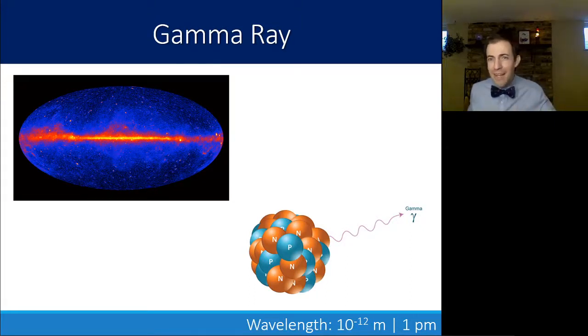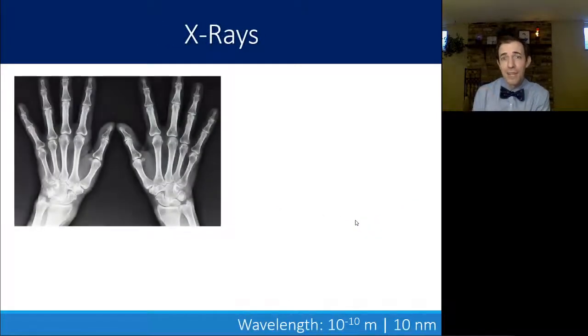We see gamma rays in high energy sources out in space, but in order to see them, we need a satellite because they get filtered out by our atmosphere. We also see gamma rays in nuclear radiation, and that is where we'll talk about it most in this class, in our nuclear unit. Our next most energetic form of wave is an X-ray.